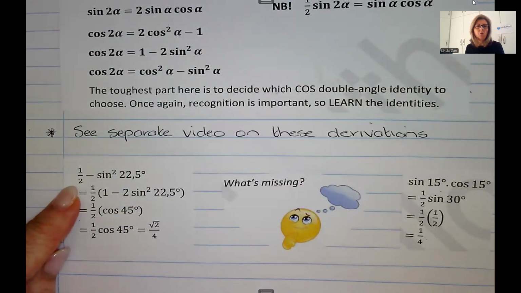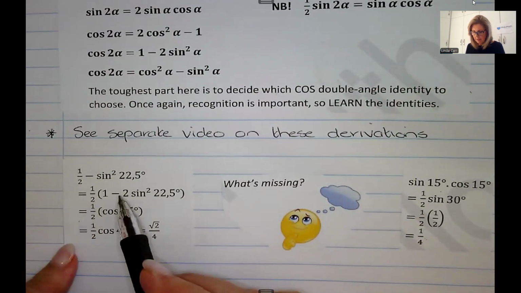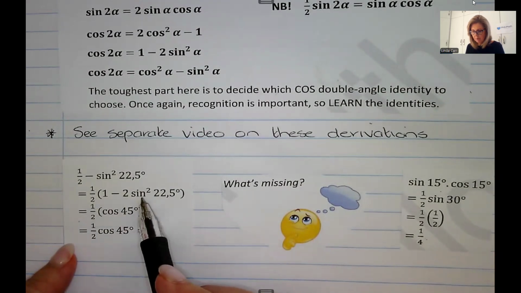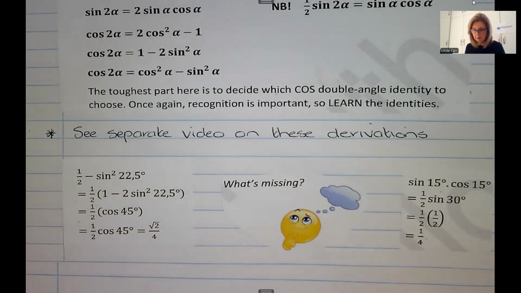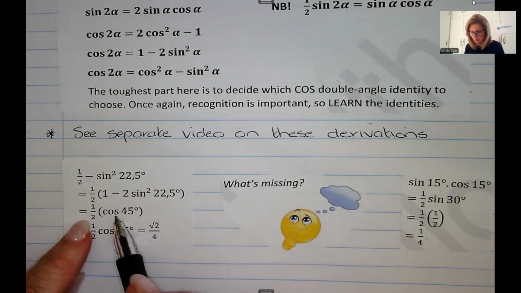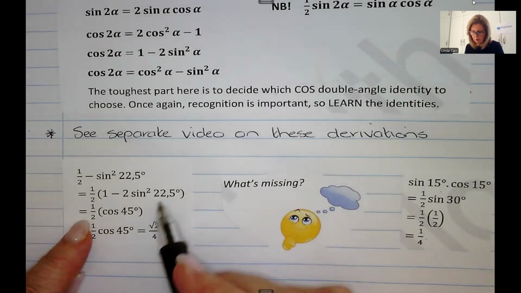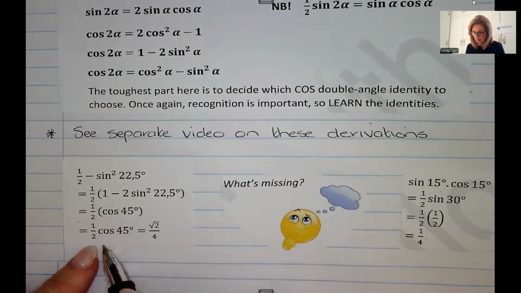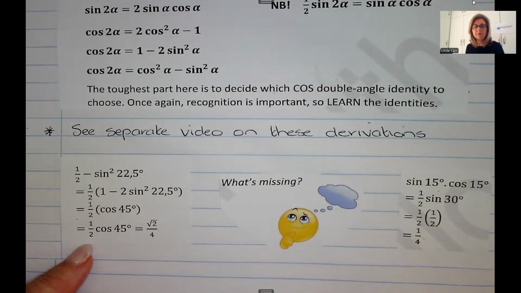So all I did here was I said, how about we take out a half as a common factor? Remember, a half goes into any whole number. So I took out a half as a common factor. That left me with 1 minus 2 sine squared 22,5. And I said, that is a double angle. And so it's a half cos double 22,5, which is 45, and that is a half cos 45, which ends up being root 2 over 4.